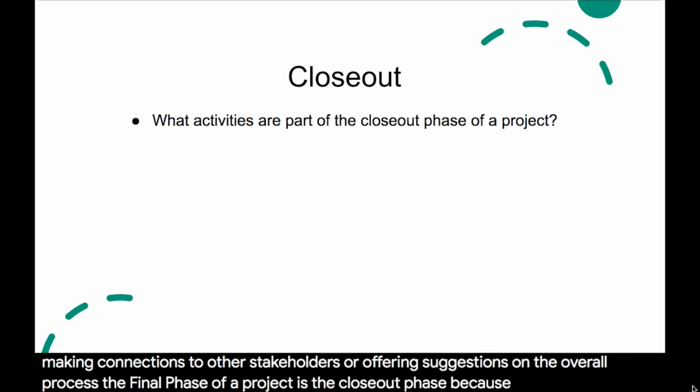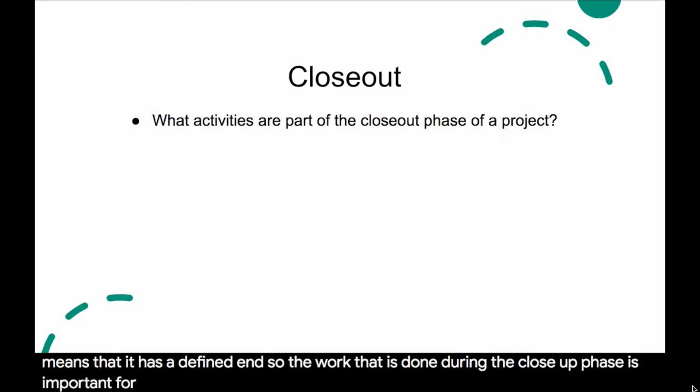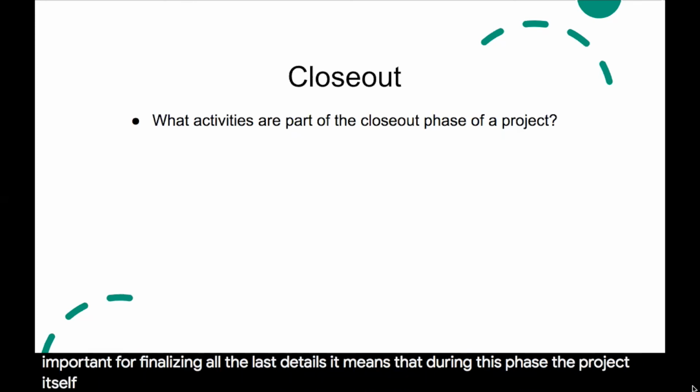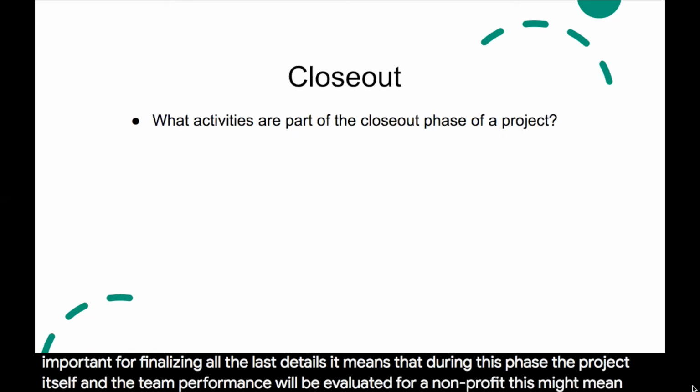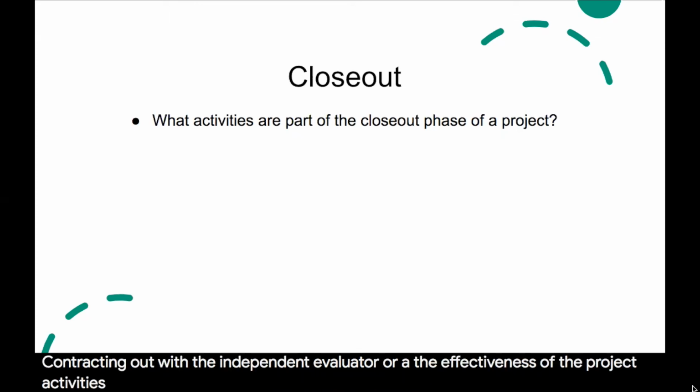Because this is a project, it means that it has a defined end. So, the work that is done during the closeout phase is important for finalizing all of the last details. It means that during this phase, the project itself and the team performance will be evaluated. For a nonprofit, this might mean contracting out with an independent evaluator or a university professor to help determine the effectiveness of the project activities.